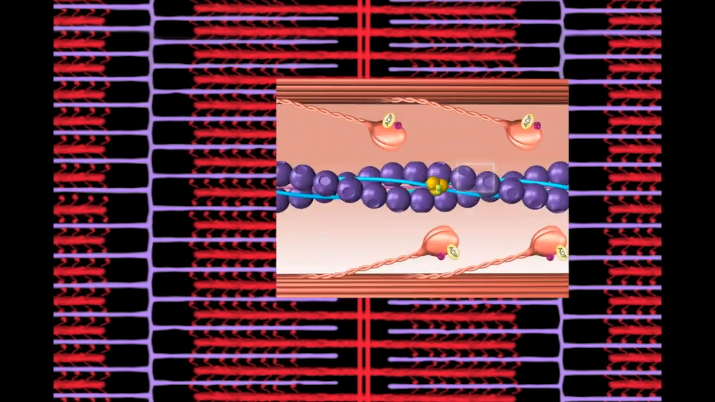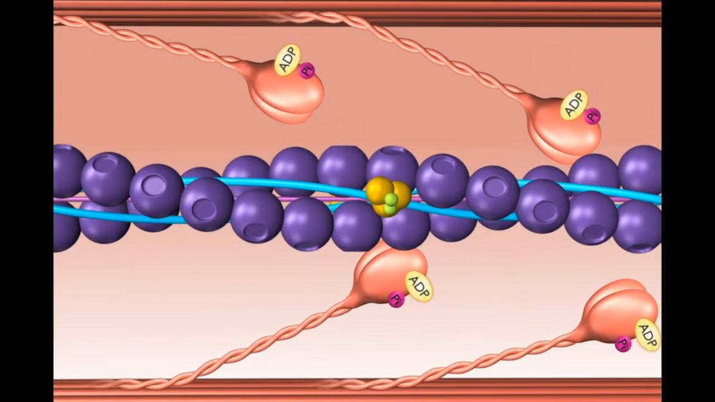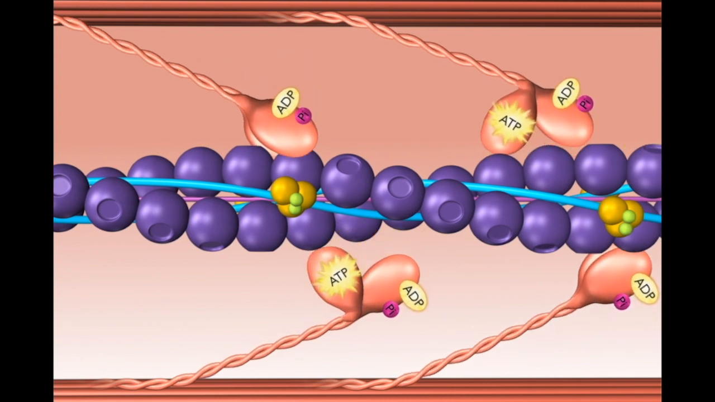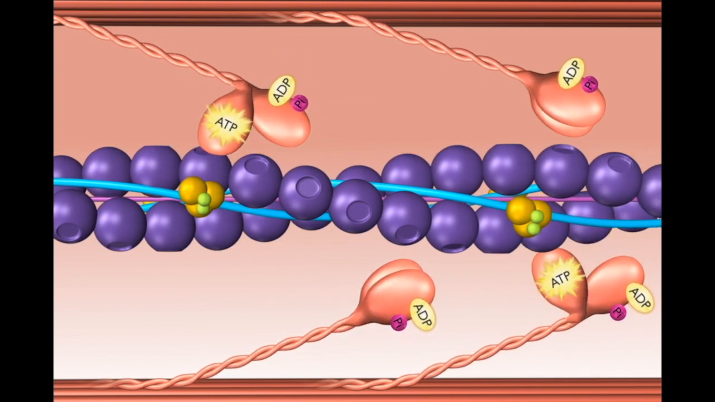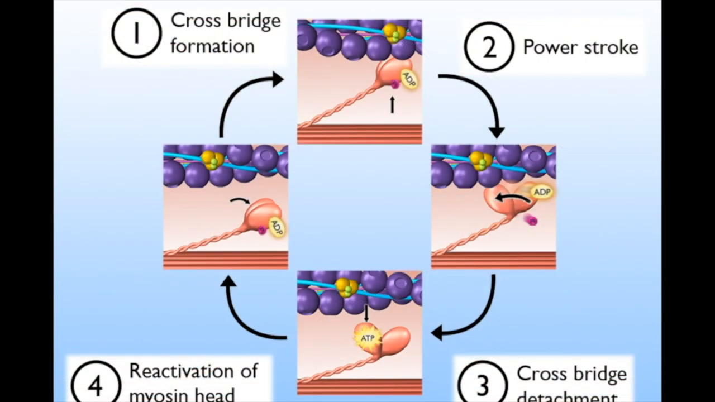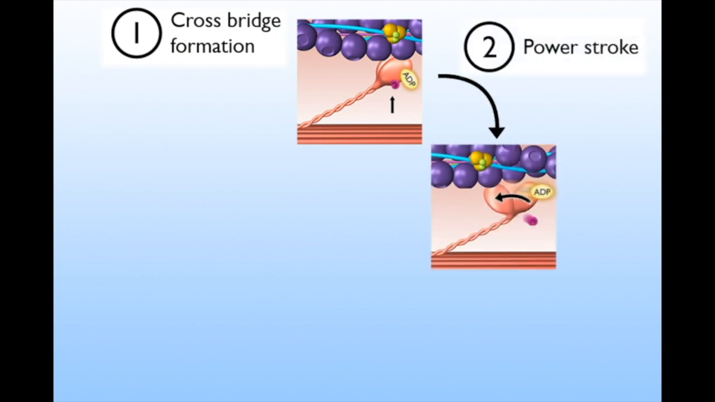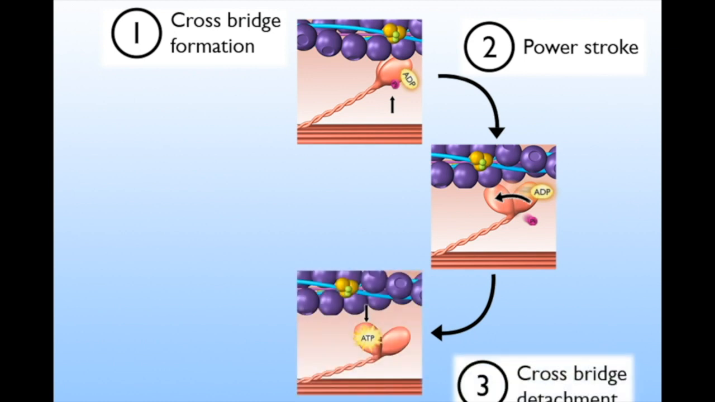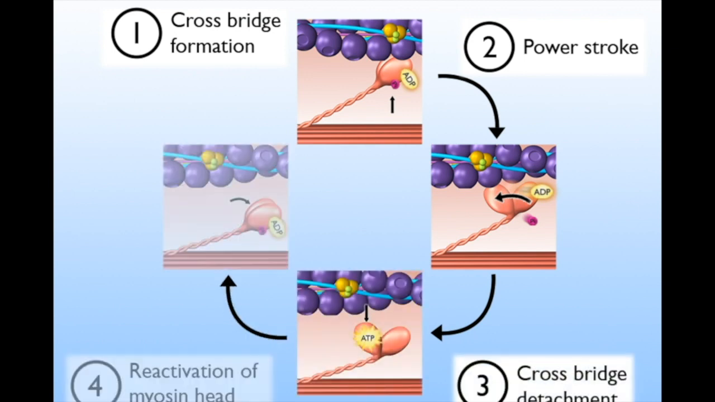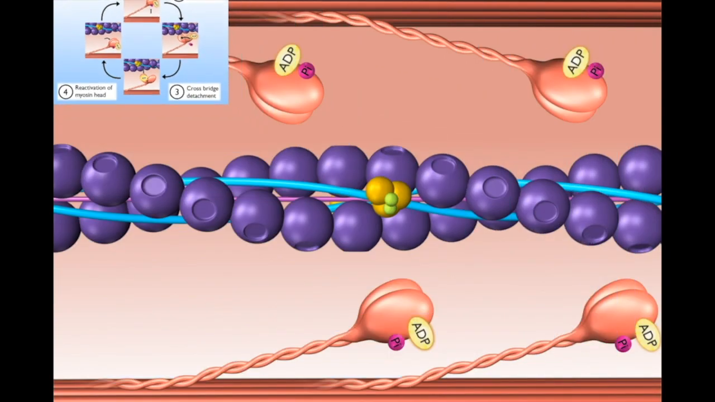A sarcomere shortens when myosin heads on the thick filaments form cross bridges and pull on the actin molecules in the thin filaments. The process known as the cross-bridge cycle consists of 4 steps. 1. Cross-bridge formation. 2. The power stroke by the myosin head. 3. Cross-bridge detachment. And 4. Reactivation of the myosin head. Let's examine each step.